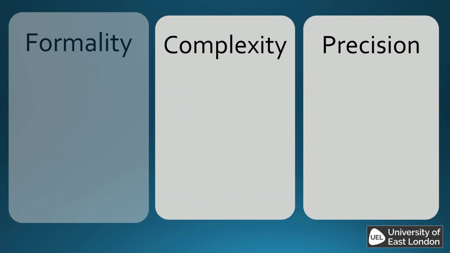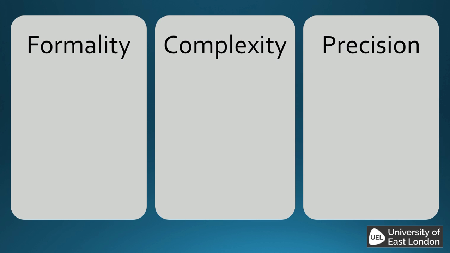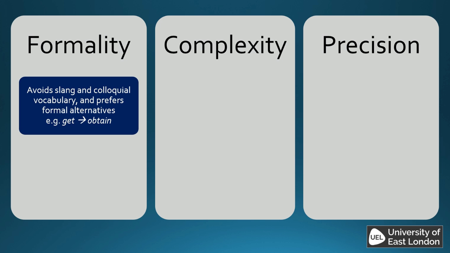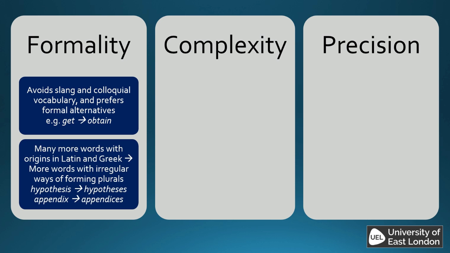Starting with formality, as we saw in Unit 2, university assignments are formal and so require more formal vocabulary that avoids slang and everyday colloquialisms, such as obtain rather than get. These more formal synonyms of everyday colloquial words also have other features that distinguish them. One is that many of them have their origins in classical Latin or Greek, rather than being what we might call native English words. Because of this, such words may also exhibit unusual grammar, such as irregular plural forms like appendix, appendices, or addendum, addenda.